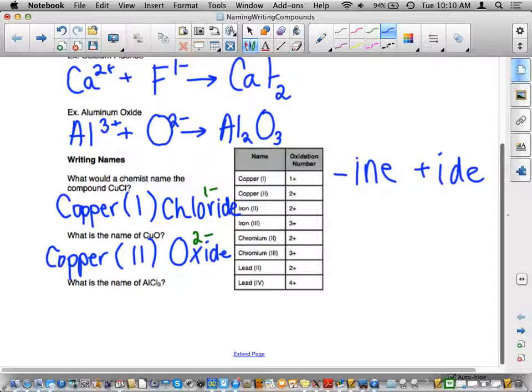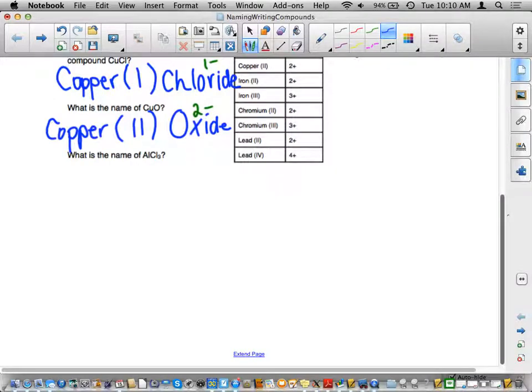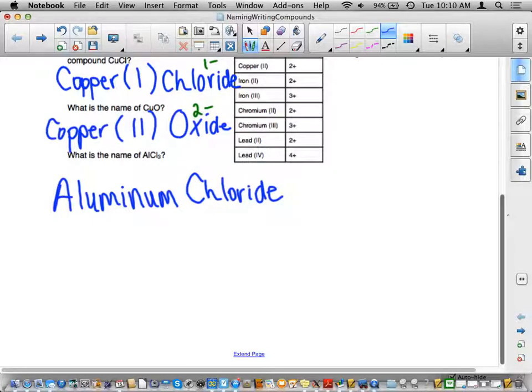All right, what is the name of AlCl3? Okay, Al, what element is that? Aluminum. So the first element, we just list the name, aluminum. Does it need a Roman numeral? Is aluminum found in that middle section? No, it's not, so no Roman numeral needed here. The second element is Cl, which is chlorine, and since it's listed second, I would say chloride. So aluminum chloride. Not too bad, right?